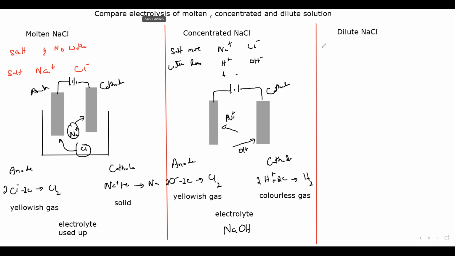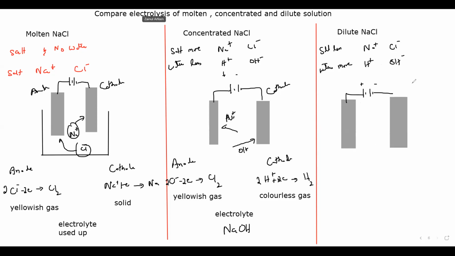If you have dilute sodium chloride, it means salt is less and you have more water. So you have sodium ion, chloride ion, H ion and OH ion. These are the ions present. These are the electrodes, we have anode and cathode, made up of either graphite or platinum. What happened at cathode? The ion which is less reactive, so again hydrogen is less reactive. Hydrogen ions are attracted towards cathode and form a hydrogen atom. If two are there, it will form a hydrogen molecule.